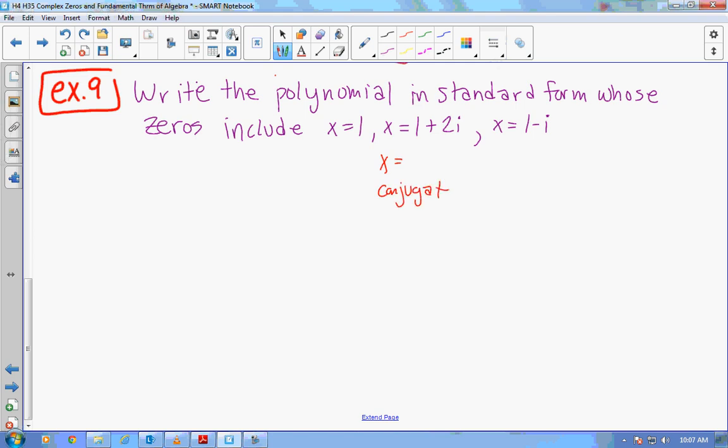What's the conjugate? 1 minus 2i. That zero must also exist. We had a theorem we read last time: if a complex zero exists, its conjugate also exists. Does this one have a conjugate? Yep. So x equals 1 plus i. We have to remember the conjugates. Okay, so in polynomial form, when we write our f of x, we actually have 5 zeros.